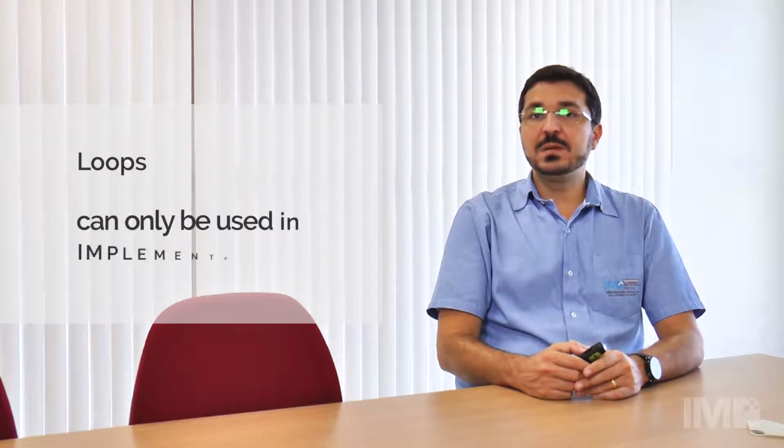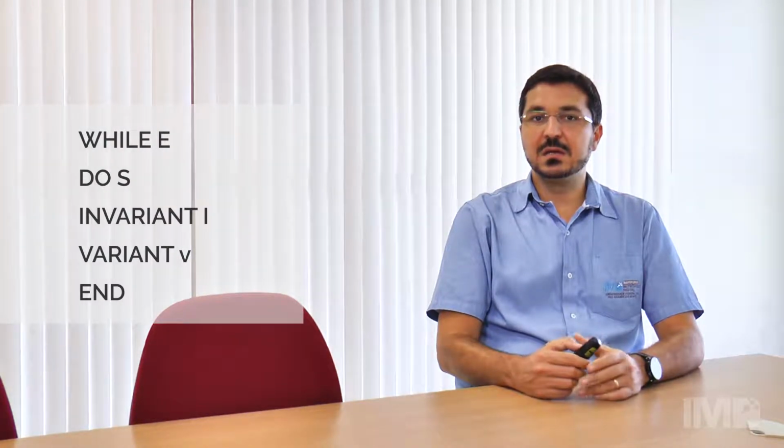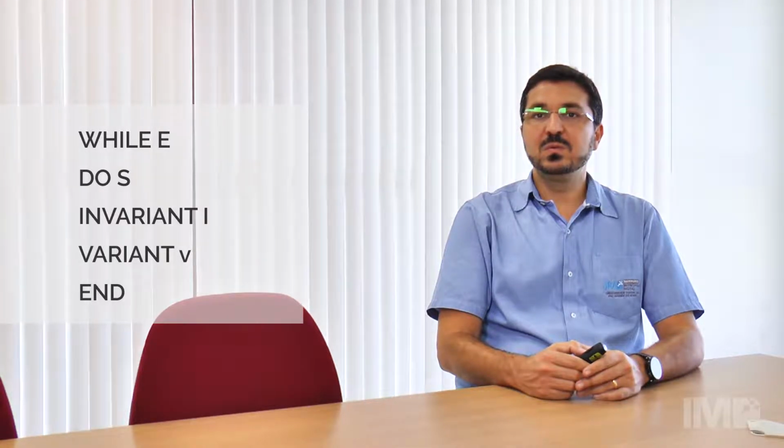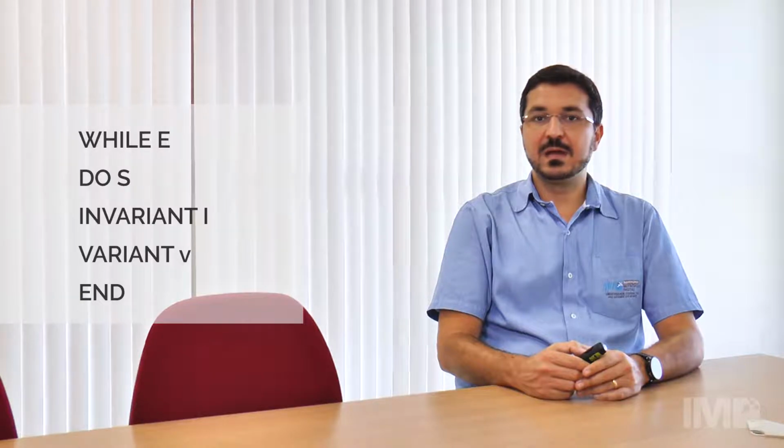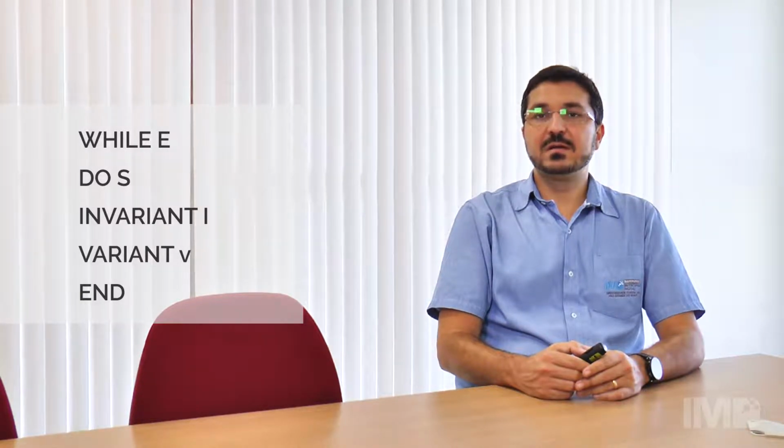Loops can only be used in implementations. Our overall structure of loops is the following. While the guard E is true, do the command S, respecting the invariant I and the variant V. As an example, let us develop a program that initializes an array of size 10.